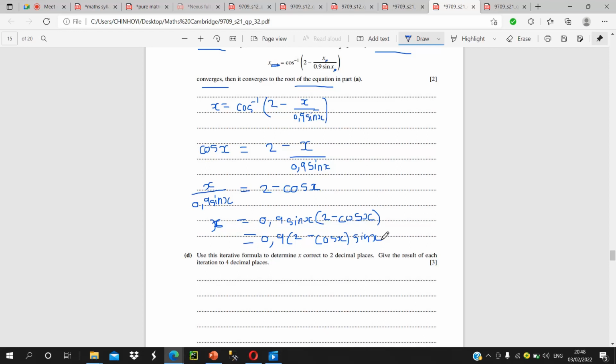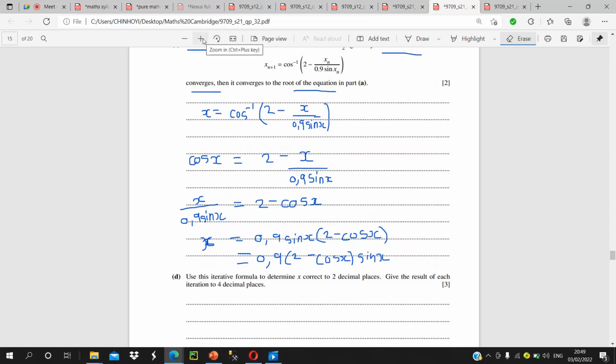Yes. Fine. Then the last part on D, they are saying use the iterative formula to determine x correct to 2 decimal places. Give your result in each. Right. So this one, the ones with the subscripts, it's our iterative formula. Let me enlarge it. This is the iterative formula.